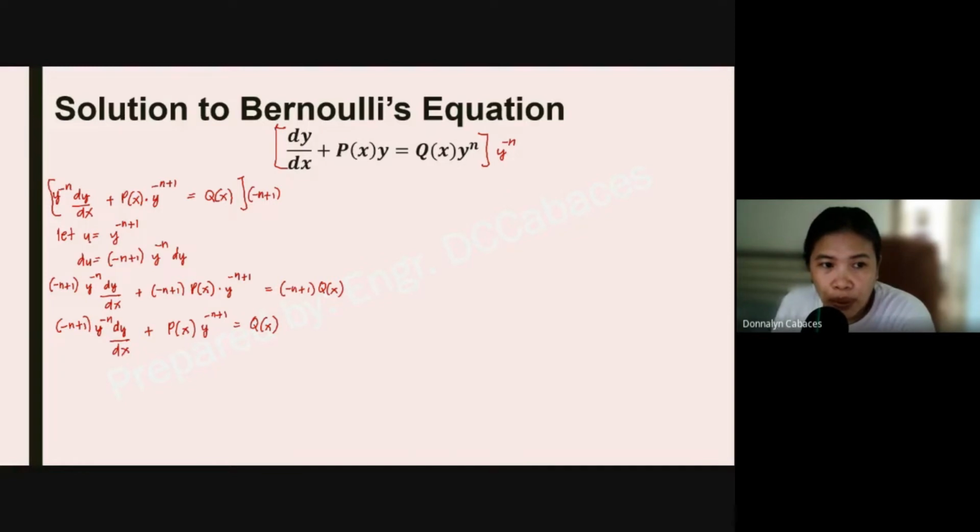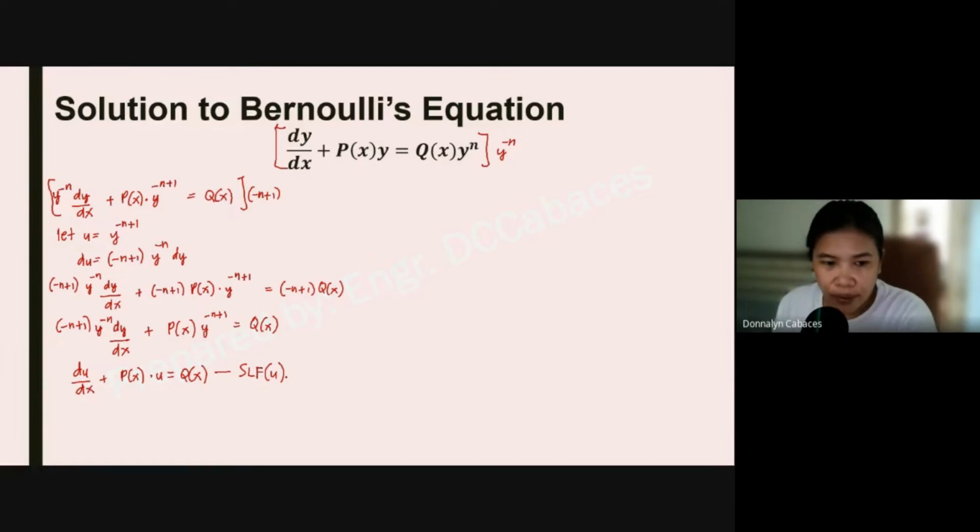And again, using this introduction of the new variable u equals y to the negative n, and this is your du, what will be now the resulting equation? So this is negative n plus 1, y to the negative n dy, which is simply our du. So this is now derivative of u with respect to x, plus p as a function of x, and now this is our u. So times u is equal to q of x. And now what is this equation? This is our standard linear form, linear in the variable u.